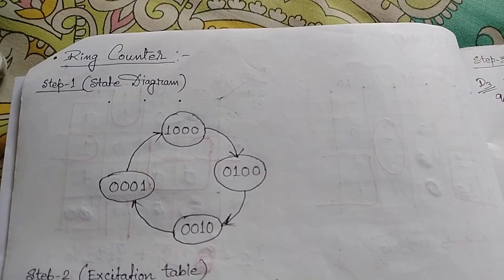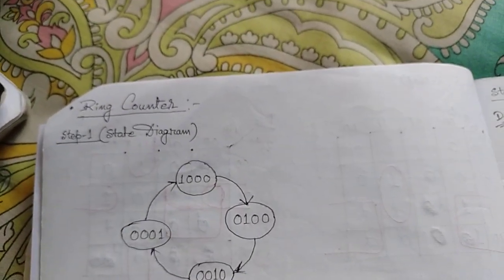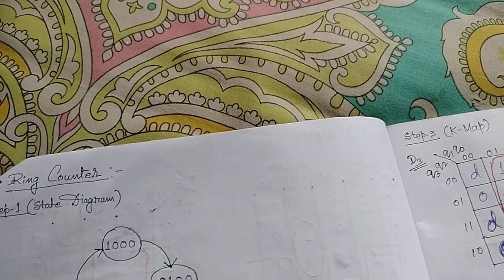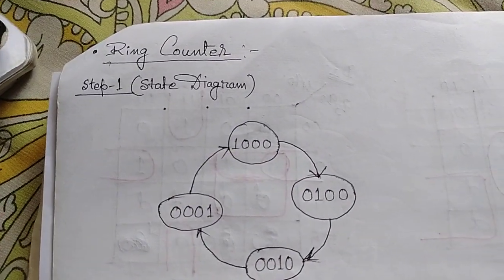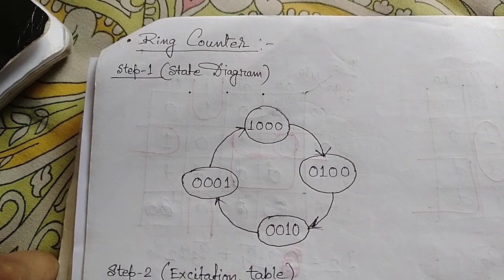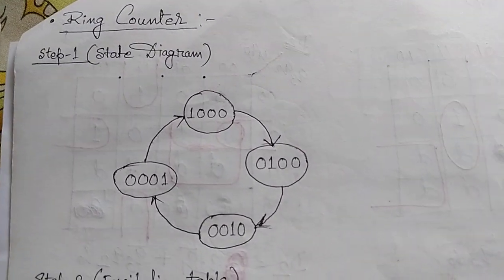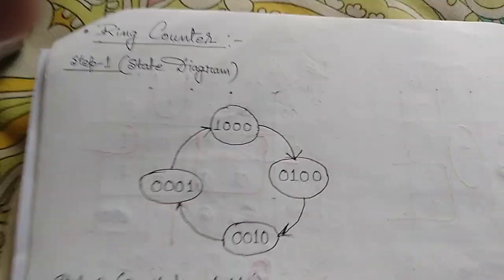This is my ring counter design. Before designing any counter, you have to know 4 steps. First one is the state transition diagram, then the excitation table, then the K-map, and the final is the circuit design. So in the ring counter, my state transition diagram is like that.